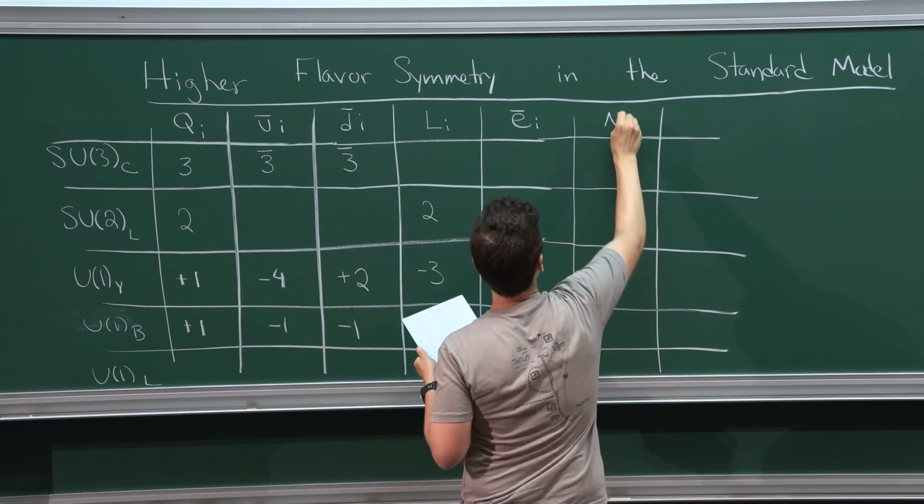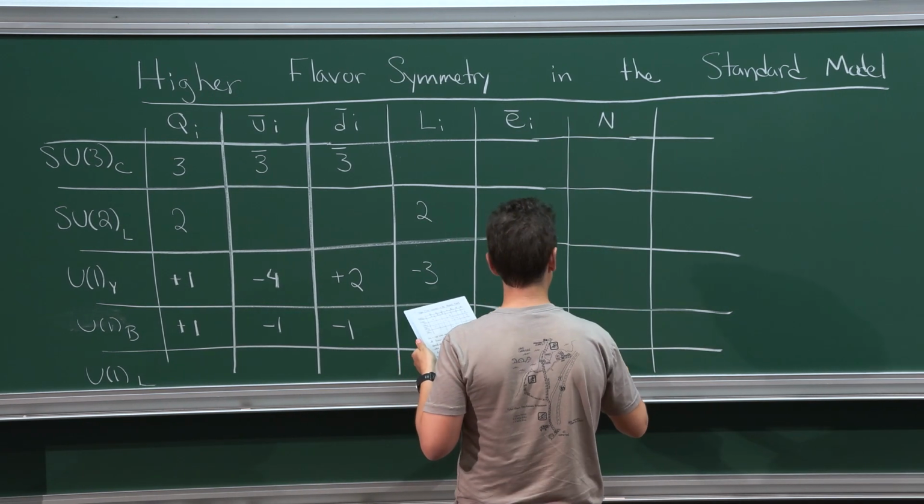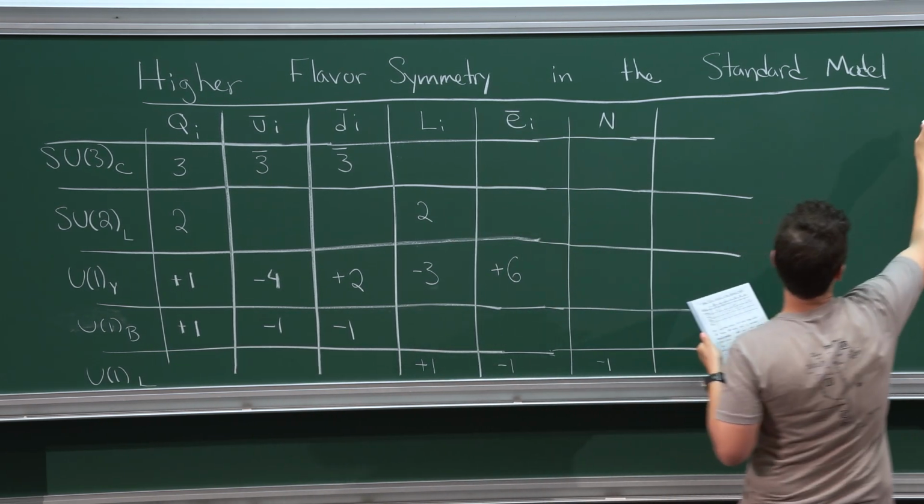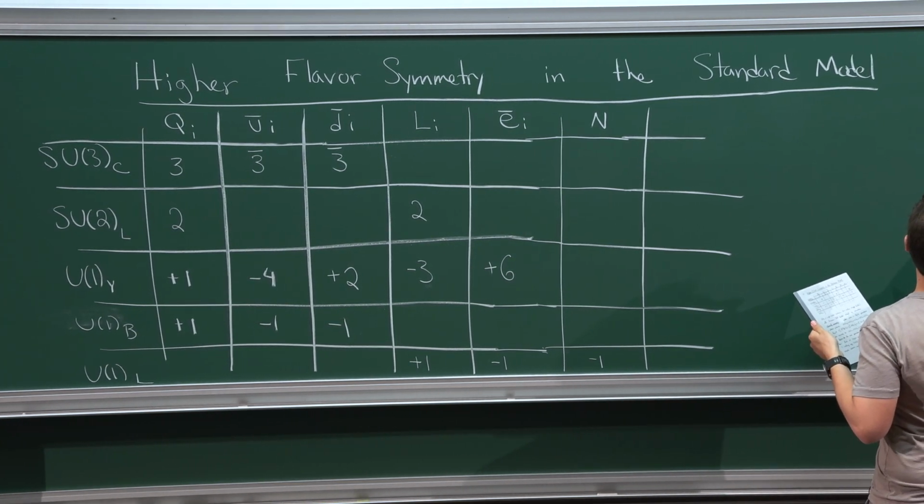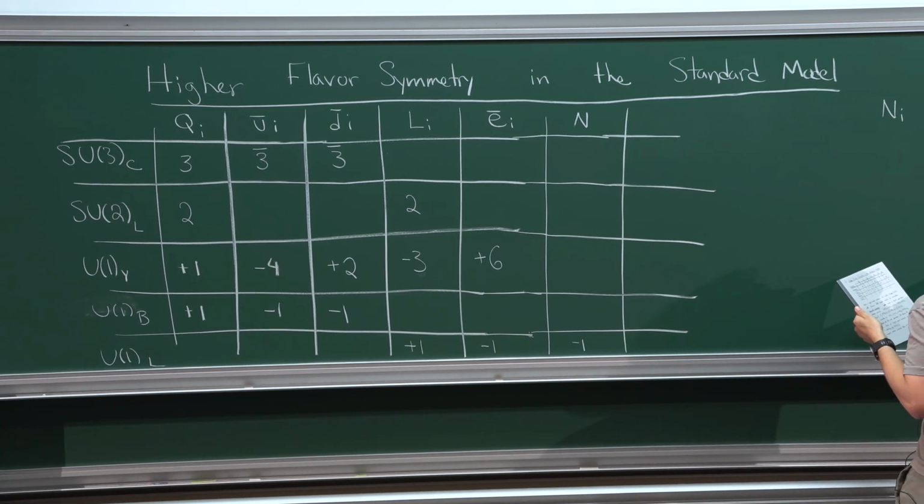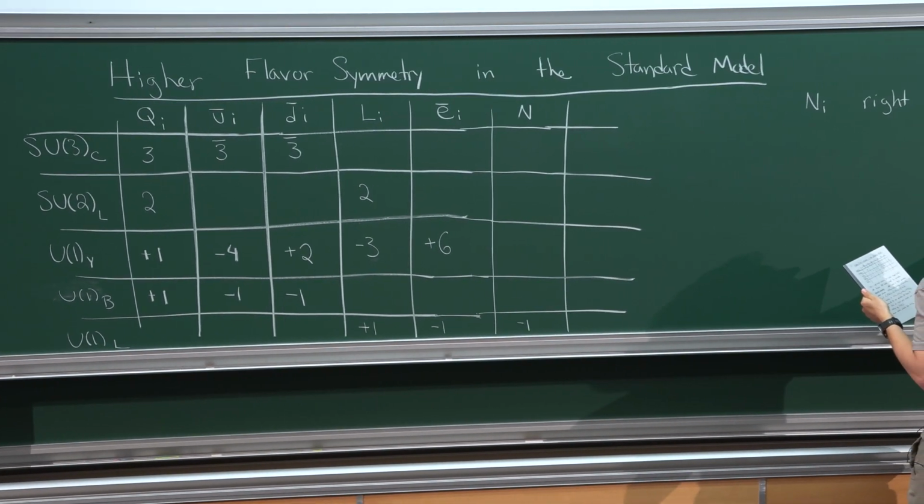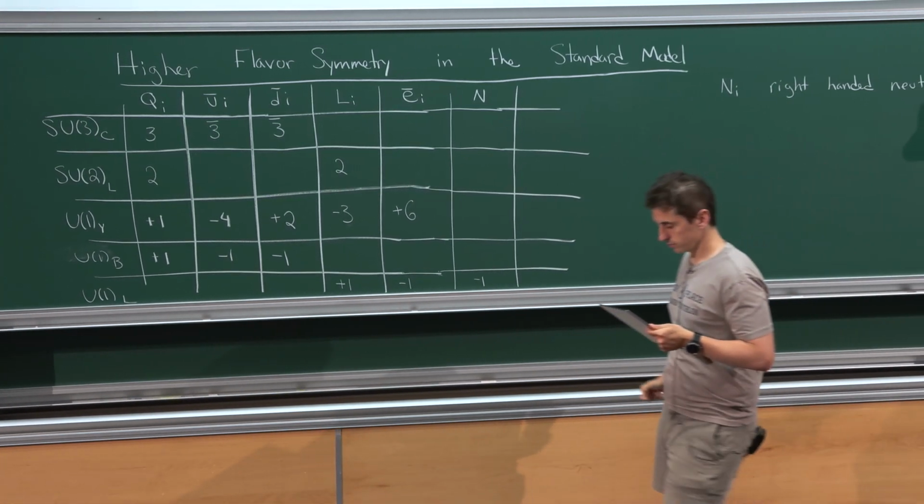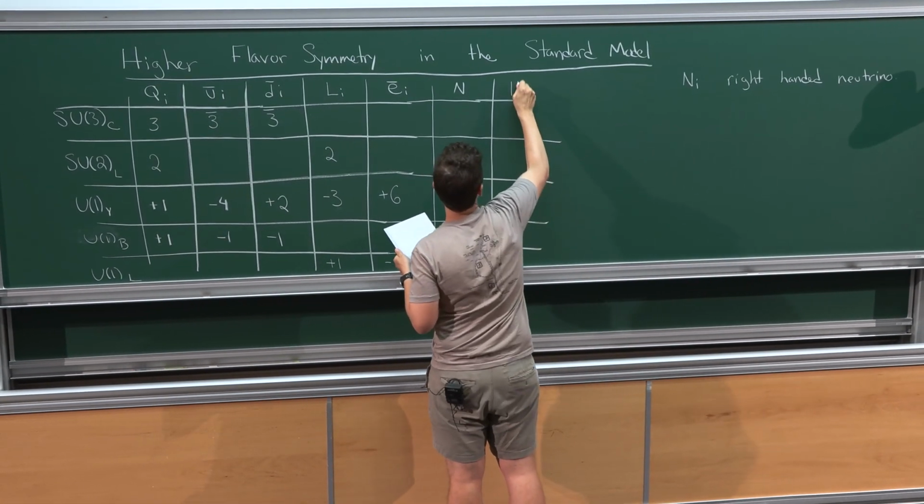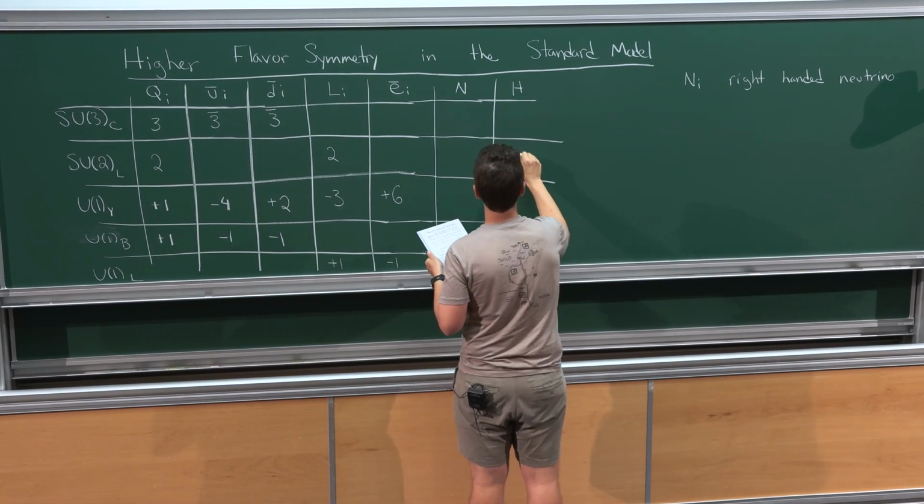So I'll add N_i. This will be a right-handed neutrino. We don't know whether such a thing exists. But if it did, those would be its quantum numbers. And then I'll add H, which is the Higgs scalar.